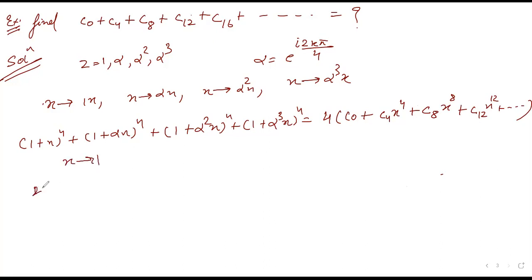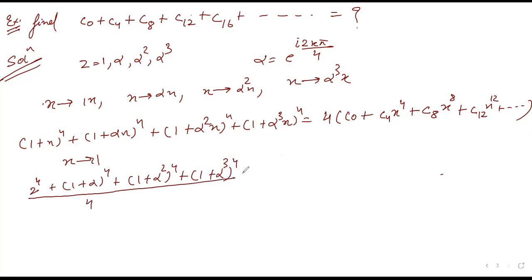That will be 2 raised to the power 4 plus 1 plus alpha raised to the power 4, plus 1 plus alpha square raised to the power 4, plus 1 plus alpha cube raised to the power 4, whole upon 4 divided by whole 4. And that will come as C0, C4, C8, C12, C16 and so on. But still your problem is not complete.